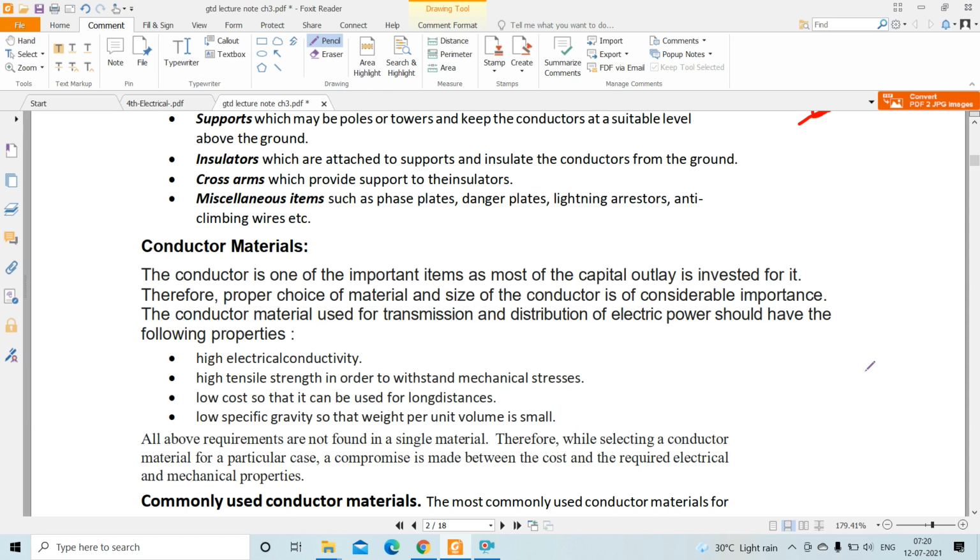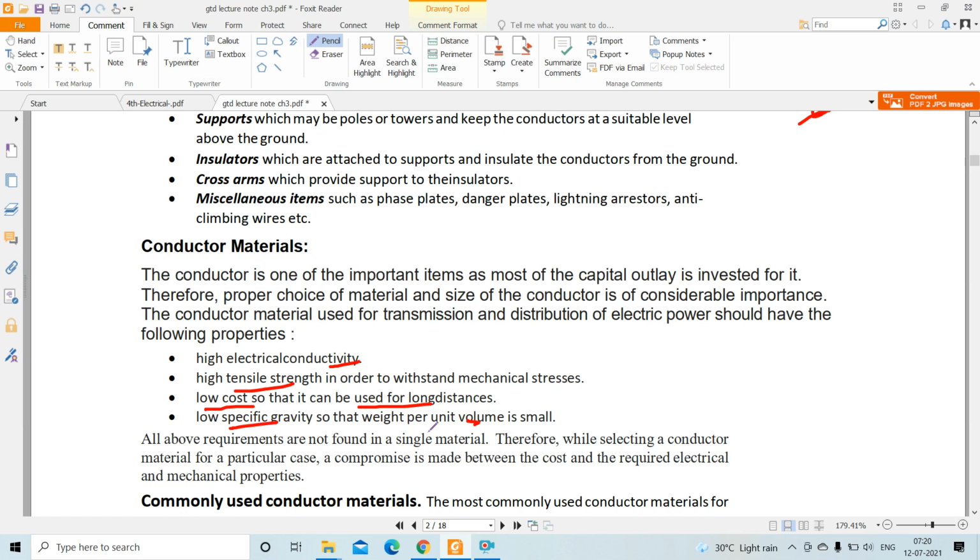The conductor material used for transmission and distribution of electric power should have the following properties: high electrical conductivity, high tensile strength in order to withstand mechanical stress, then low cost because it is used for long distances, then low specific gravity so that the weight per unit volume is small.